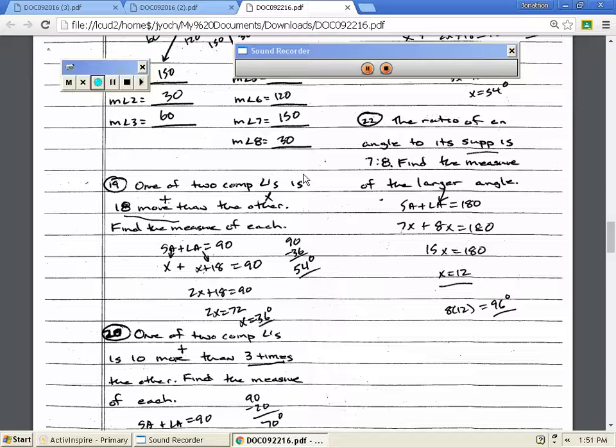One of two complementary angles on 19 is 18 more than the other. Small angle plus large angle is 90. X plus 18 is 90. Again, the small angle is x, the bigger one is 18 more than x, so x plus 18. You're going to get x is 36, and to get the measure of each, do 90 minus 36 to get 54. Again, complements add to 90, so do 90 minus.